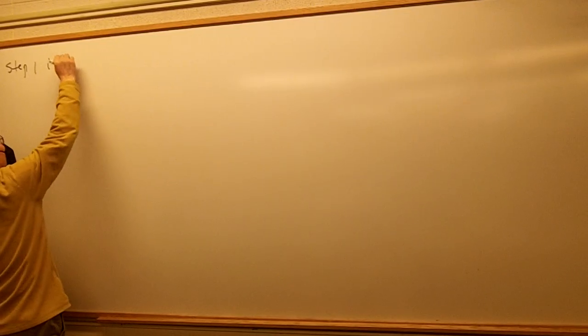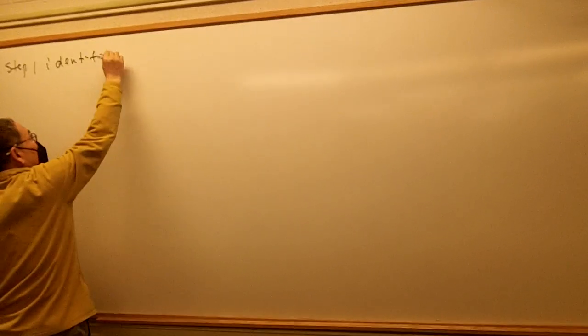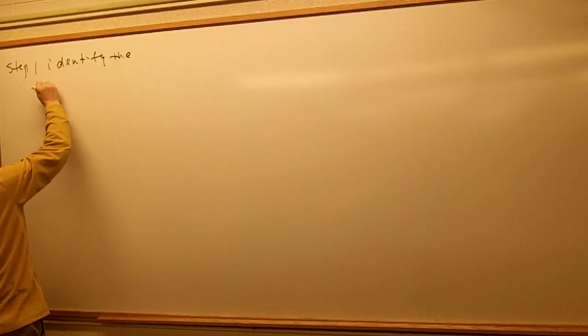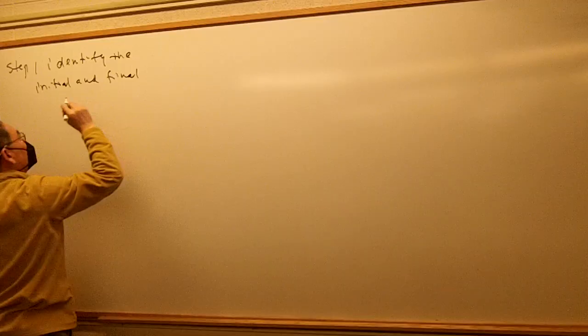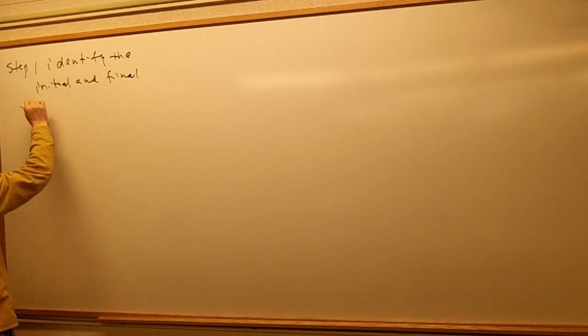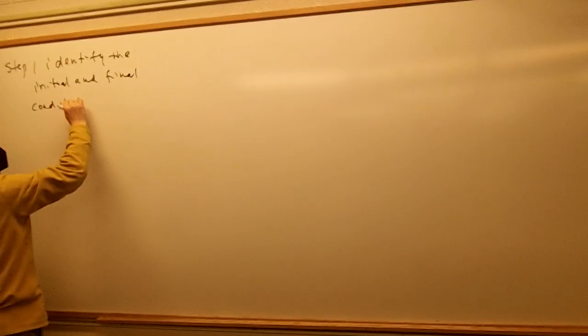So step number one, what we need to do is identify which one is the initial and which one is the final stage. So in other words, identify the initial and final condition. So which one is the initial and the final step? I should say step, but nevertheless, just use condition.